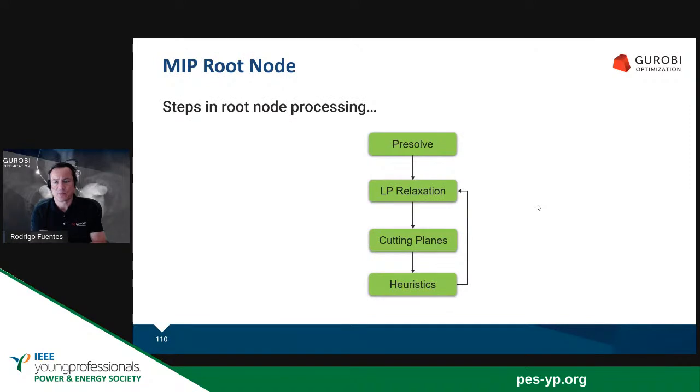So in the root node processing, going back to what we talked about before, this is the cycle that we follow when we solve a problem. We have a pre-solve to reduce the size of the problem, hopefully. Then we do an LP relaxation. We generate some cutting planes to reduce the size of the optimization space and improve the value of the bound, and some heuristics to find feasible solutions at the root node. And hopefully we can find a solution that is within a certain MIP gap that we find useful.